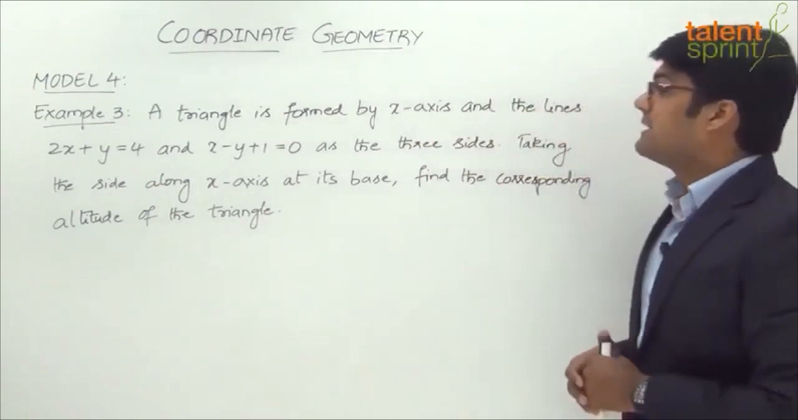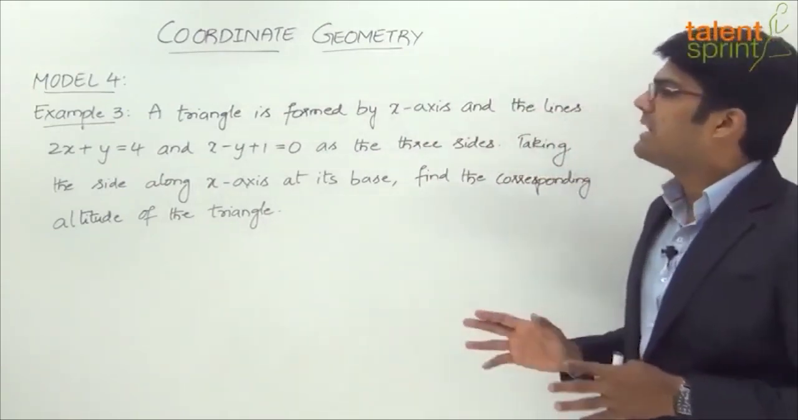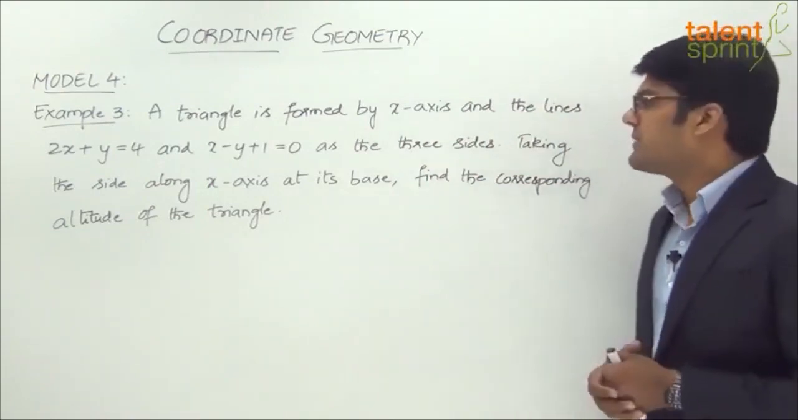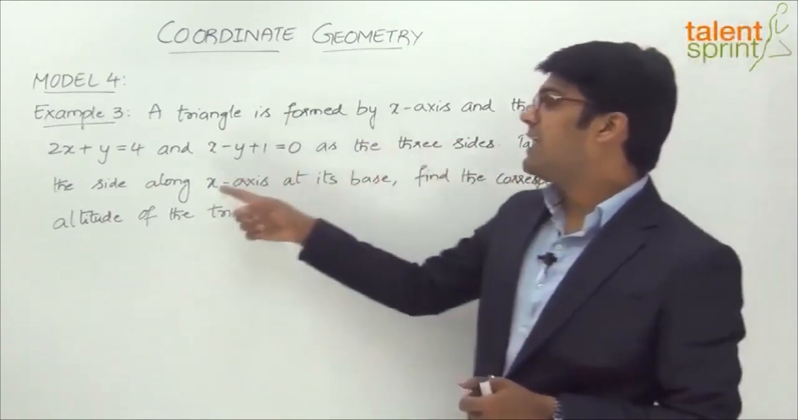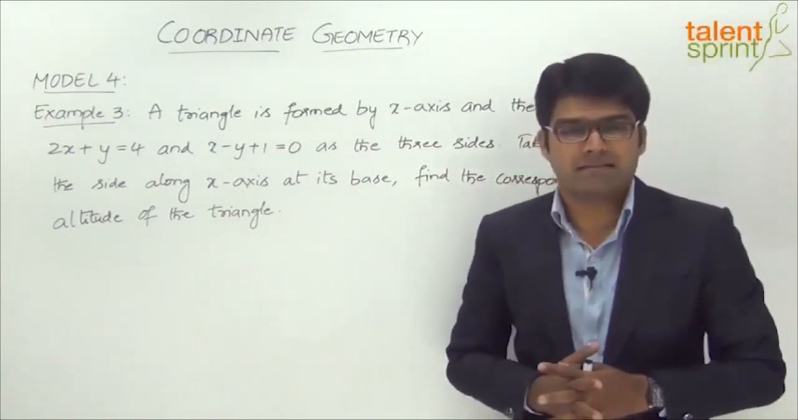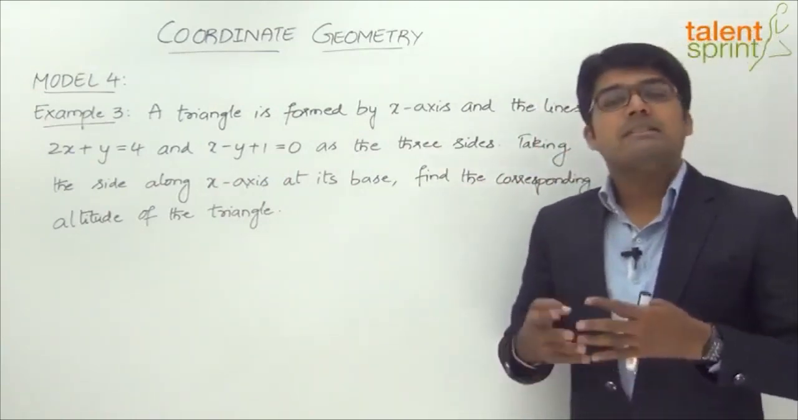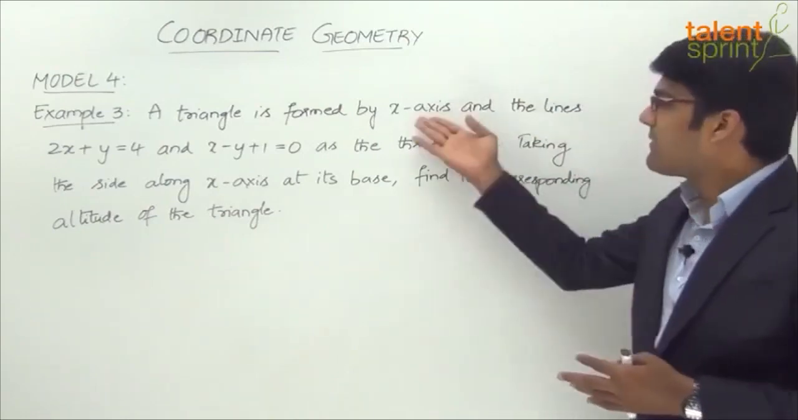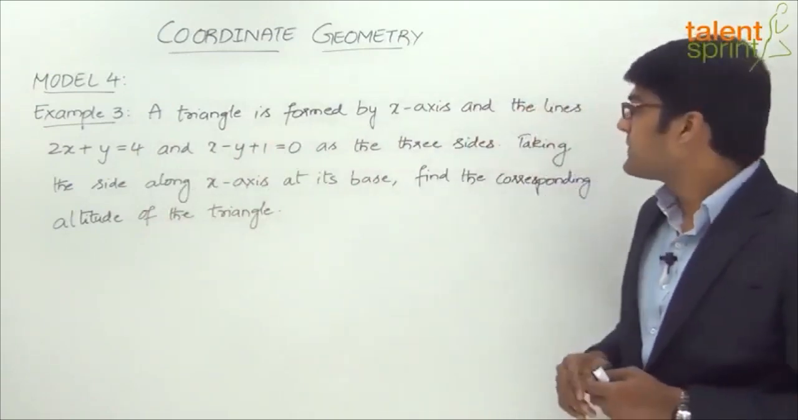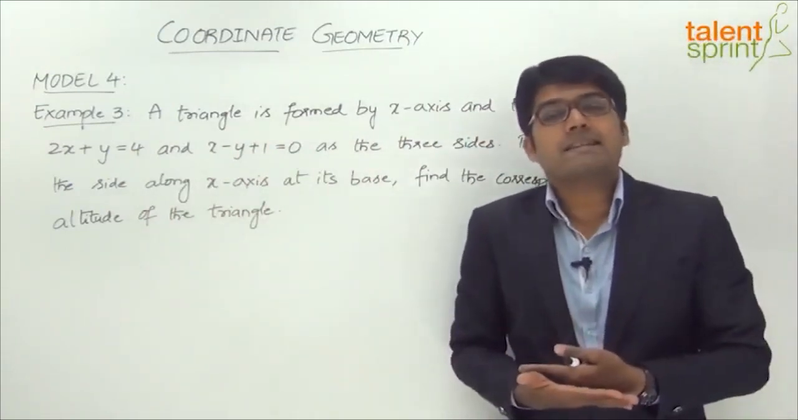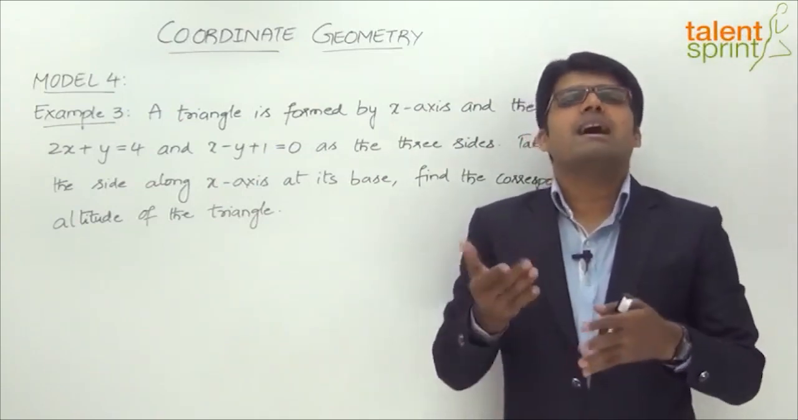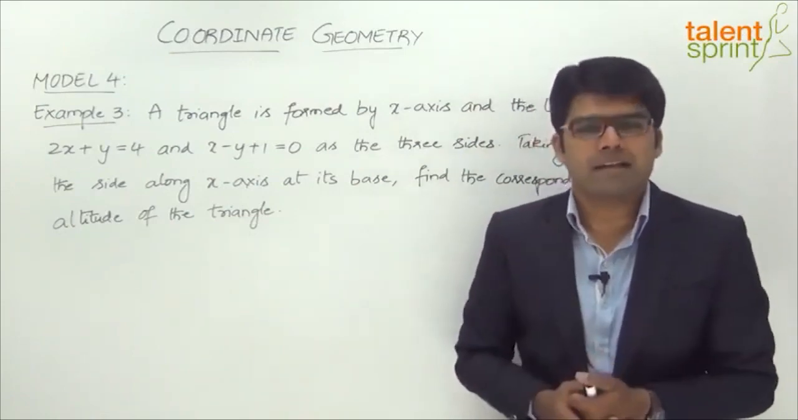Example 3: a triangle is formed by the x-axis and the lines 2x plus y equals 4 and x minus y plus 1 equals 0 as the 3 sides. Taking the side along the x-axis as its base, find the corresponding altitude of the triangle. Alright, so we have been given how the triangle is formed, right? The triangle is formed by the x-axis and the 2 lines. If the x-axis is the base, what is the corresponding altitude, or height, of the triangle?